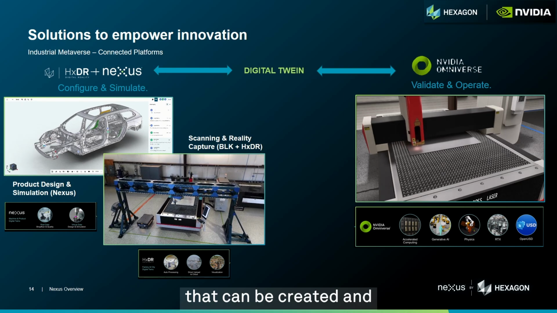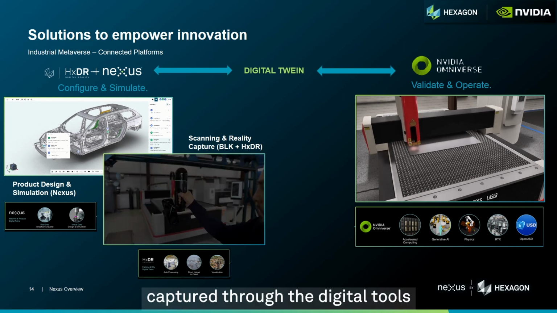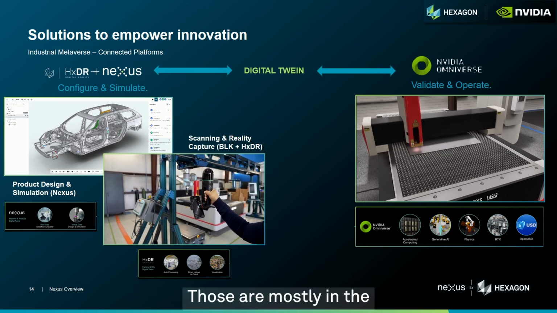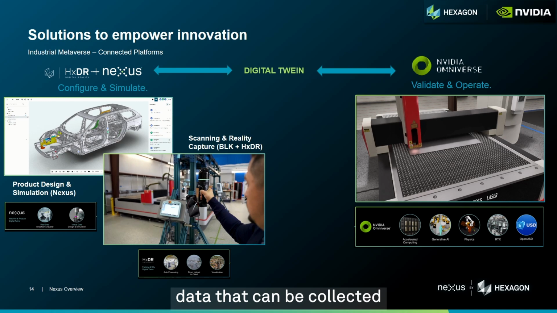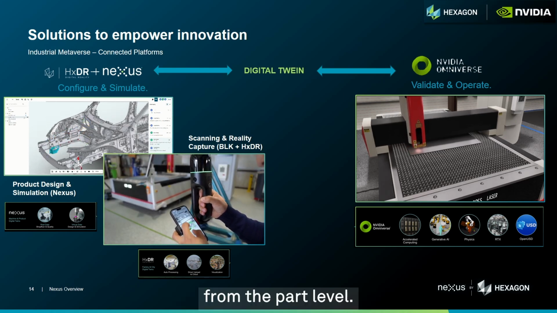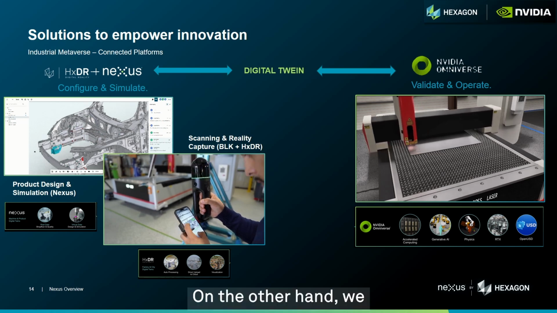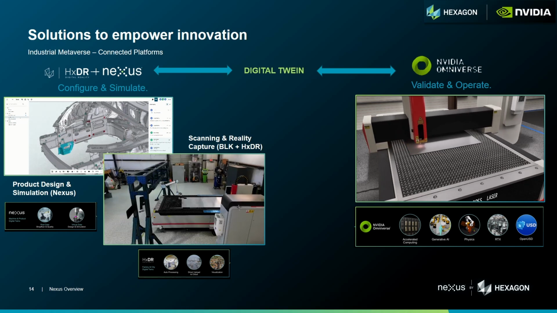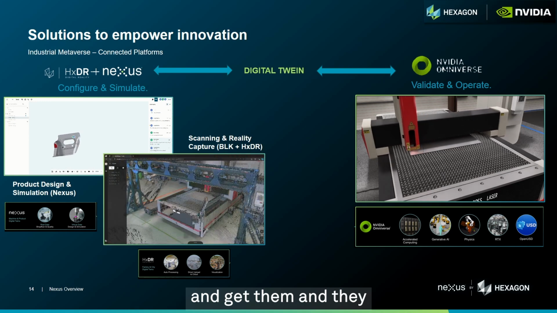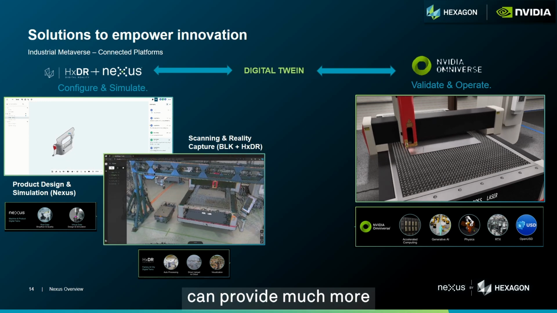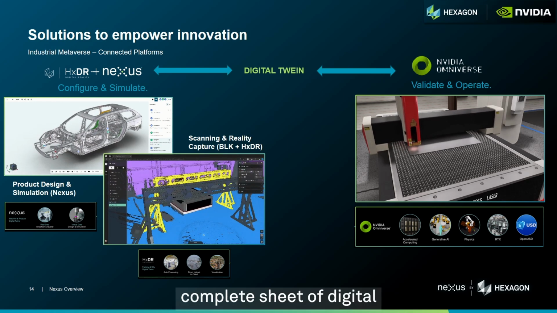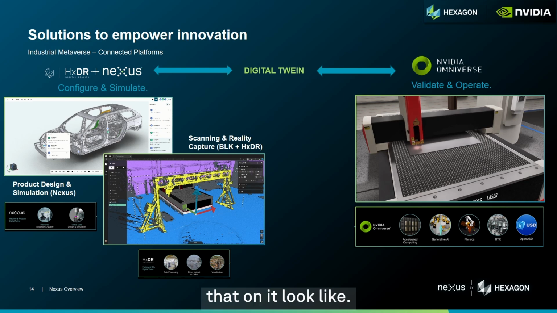you have some data that can be created and captured through the digital tools within the manufacturing intelligence. You can get as much data as you need that can be collected from the part level. On the other hand, we also have other divisions within Hexagon, scanners that can do large scale data reality capture. And they can provide a much more realistic view of what a machine digital twin would look like, and how the environment around it looks.